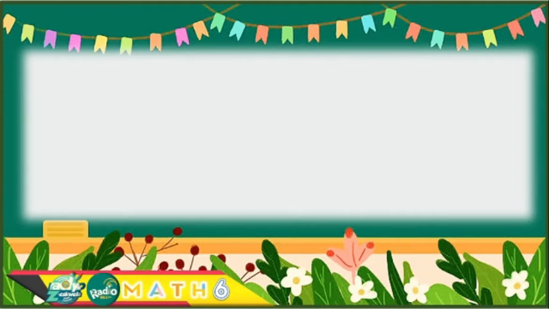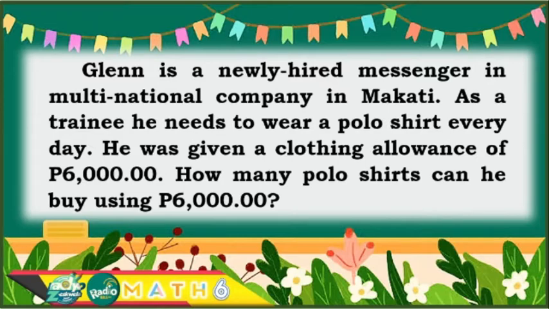Now, try to consider this problem. Glenn is a newly hired messenger in a multinational company in Makati. As a trainee, he needs to wear a polo shirt every day. He was given a clothing allowance of 6,000 pesos. How many polo shirts can he buy using 6,000 pesos?